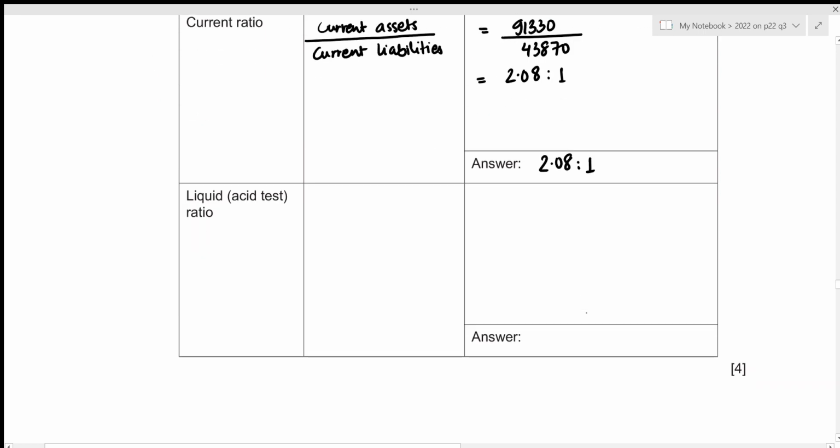Then we have liquid ratio. So the formula for liquid ratio is current assets minus closing inventory divided by current liabilities.